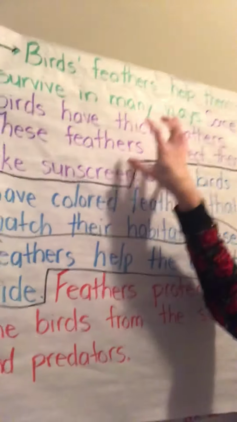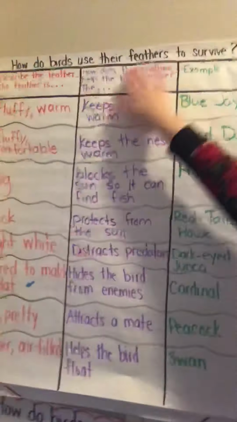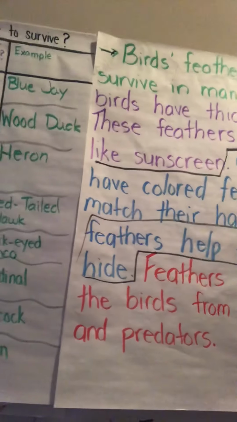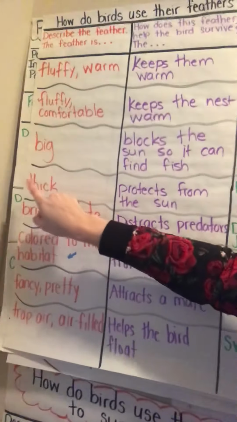Next, we have our detail. Now there are two parts you have to do for the first detail. So we had this lovely chart. We took our notes about describing the beaks, how they help them survive. So we're going to be doing the same thing. Our next one said, some birds have thick feathers. So all we did was come to our notes and we thought, okay, we're going to do the feathers that are thick.